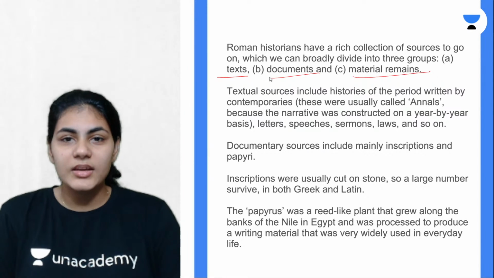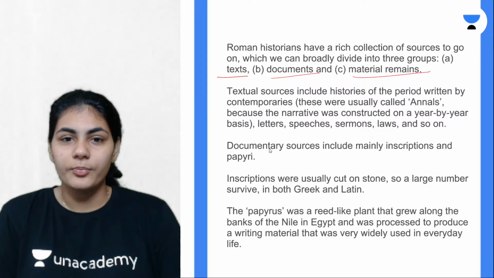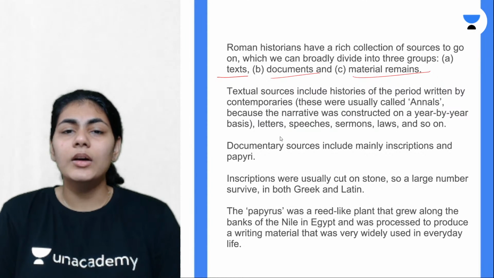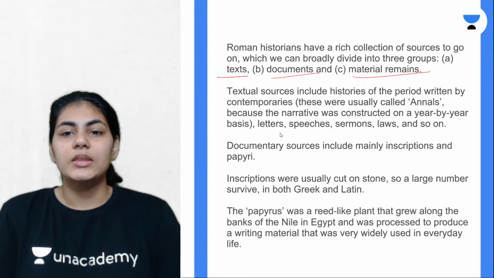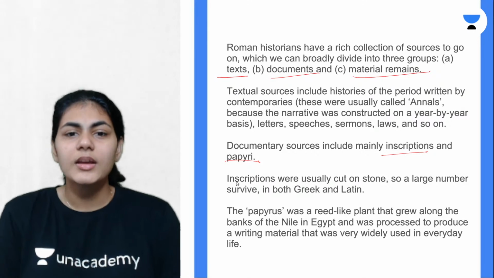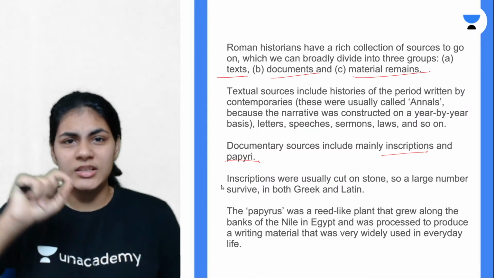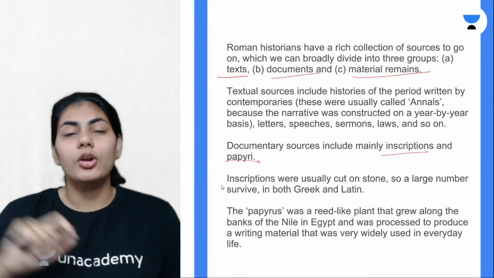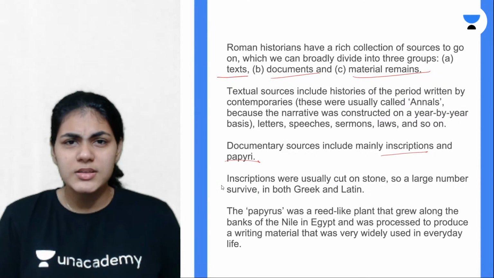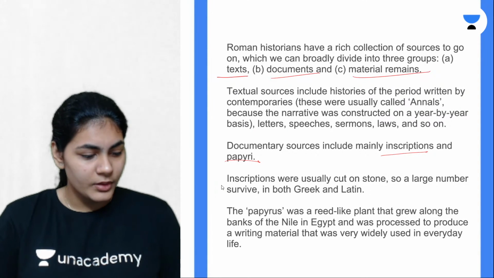So the next group of sources is documents, right? So what did documents consist of? They consisted mainly of 2, right? The first one is inscriptions and the second is papyri. We'll look at what they are, right? So inscriptions, as most of us know, are writings done on hard materials, either on rocks, on stones or some other pillars or hard objects, right?